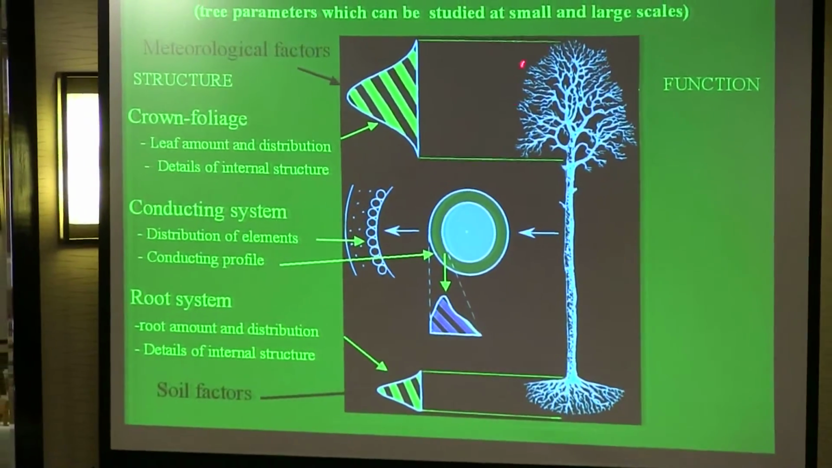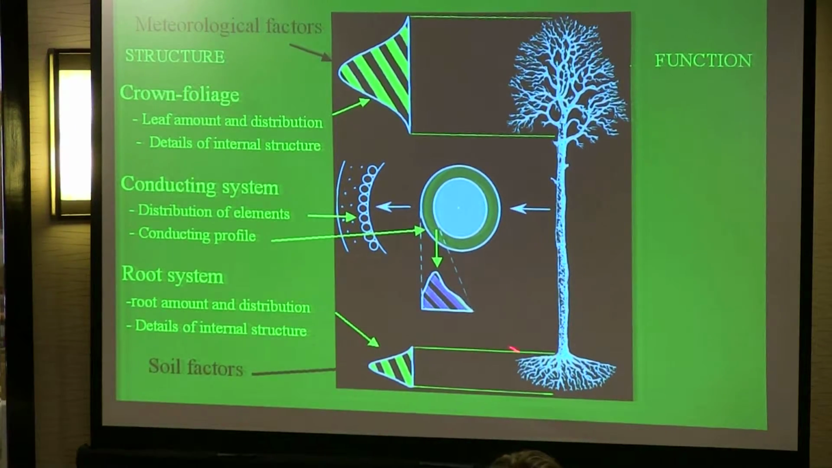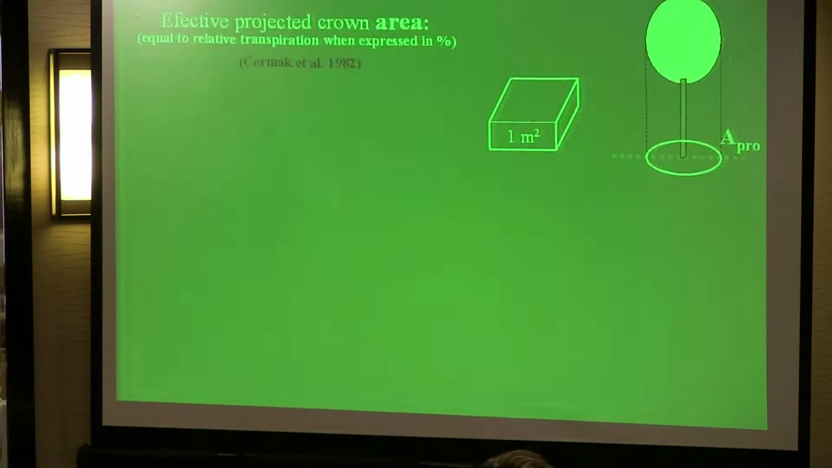When discussing crown like this, we mean leaf distribution, for example. When discussing roots, we also have a root distribution in the soil. Then we have vessels in the stem, which we can also analyze as individuals. And then we have the radial pattern of sap flow I was discussing yesterday. Just one more thing about crowns. I'll get it on the screen.